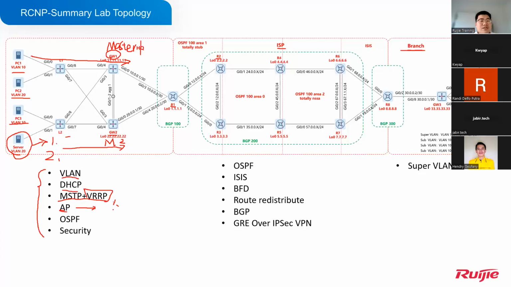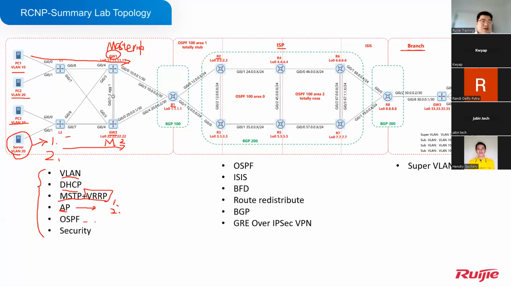We can increase the bandwidth between GW1 and GW2, and if one of the links is down, we still have another link, right? So these two links are the backup of each other. We can improve the reliability of the network, right? It's a kind of redundancy, okay?